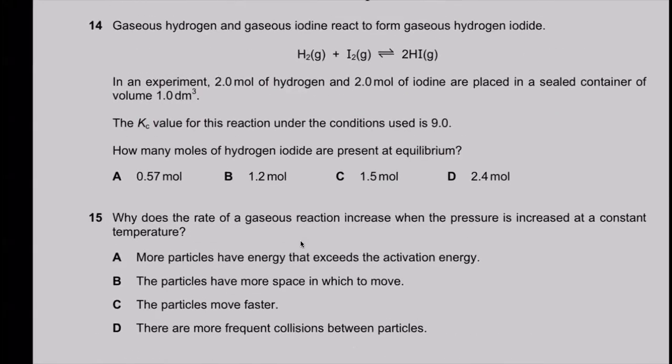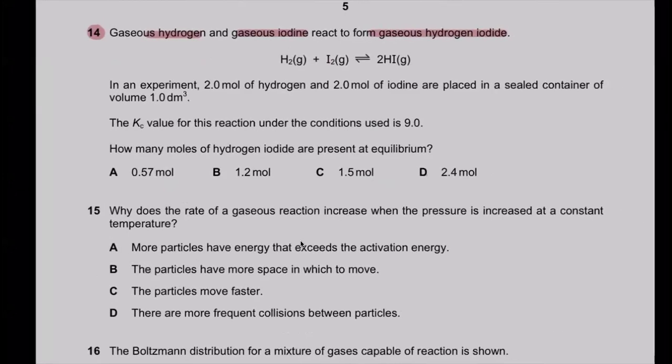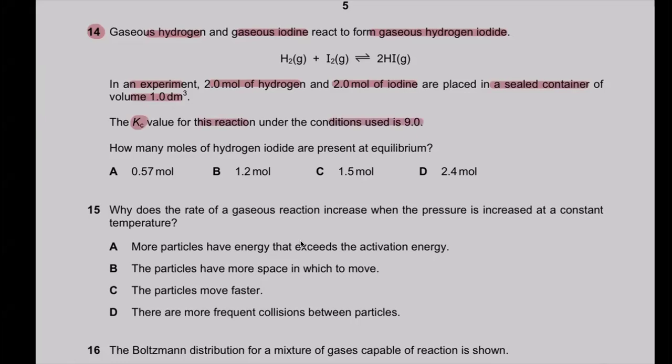Now, MCQ number 14. Gaseous hydrogen and gaseous iodine react to form gaseous hydrogen iodide, and it's a reversible reaction. In an experiment, 2 moles of hydrogen and 2 moles of iodine are placed in a sealed container of volume 1 dm³. The Kc value for this reaction under the conditions used is 9. How many moles of hydrogen iodide are present at equilibrium?